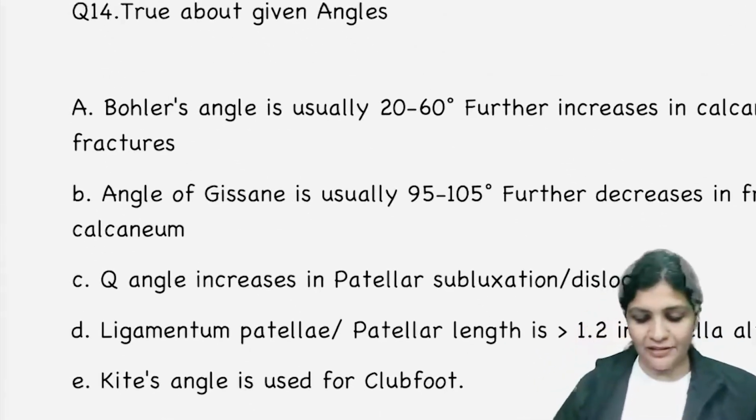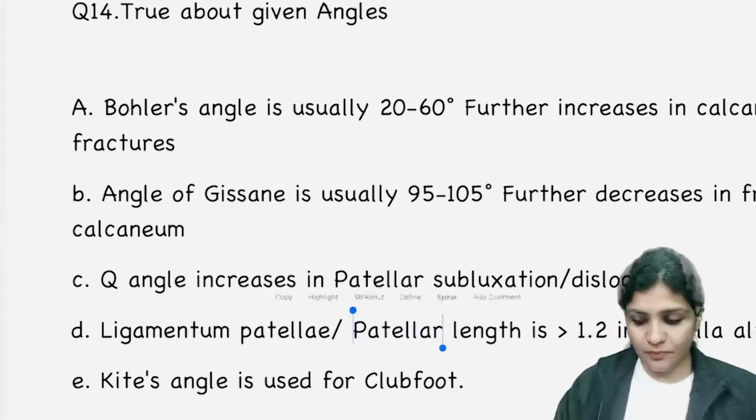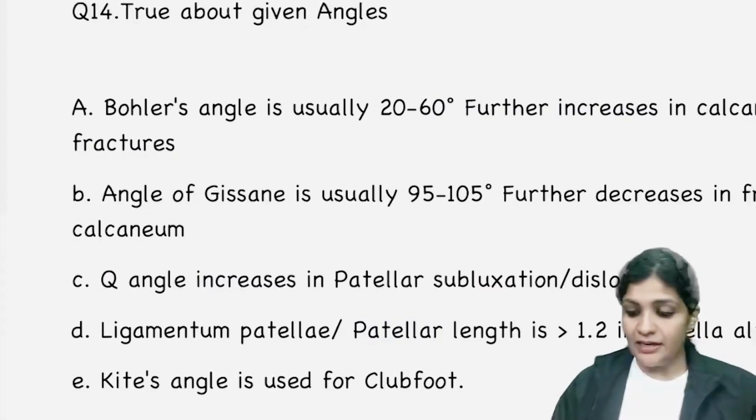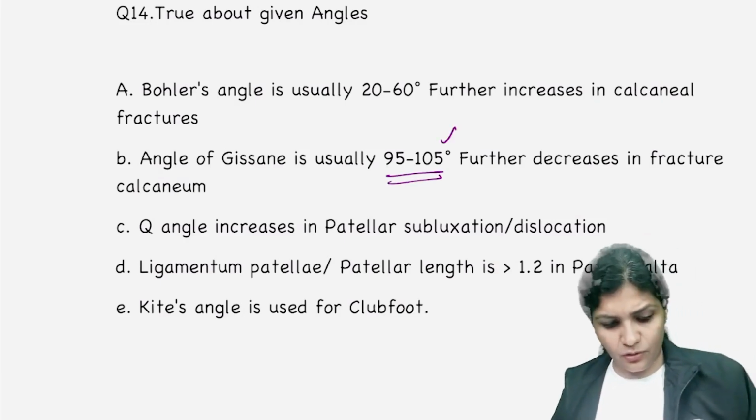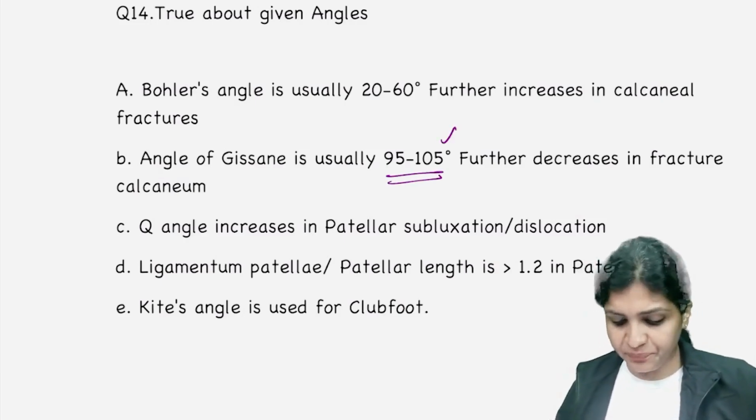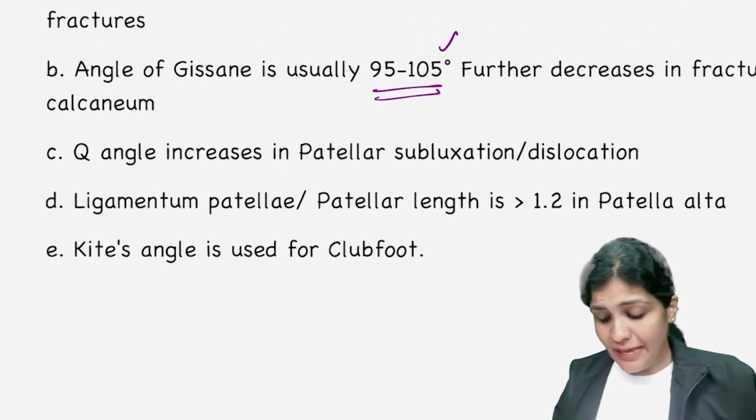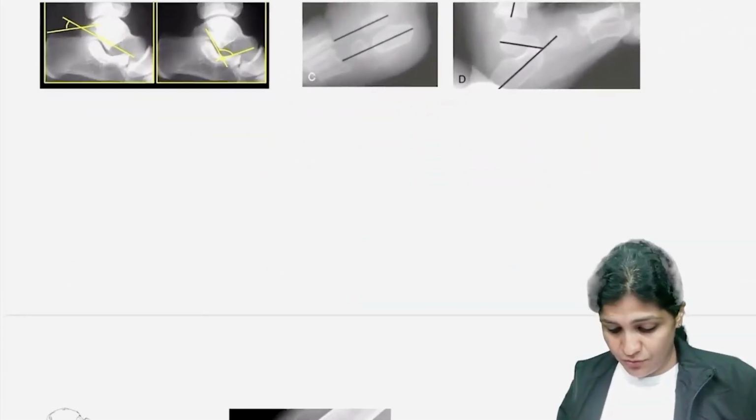So do you think A is right or wrong? It is usually 20 to 60 only. But what happens here is, it does not further increase. Yeah, it is correct only, no? 95 to 105. So now there are certain angles which you have to remember in case of your ortho, right? So let me tell you a few angles.